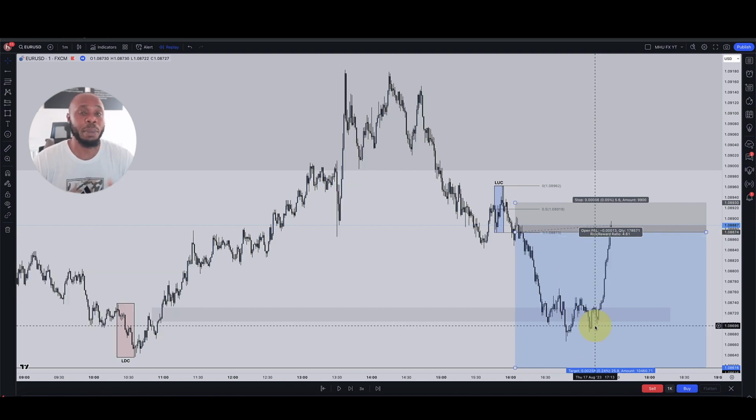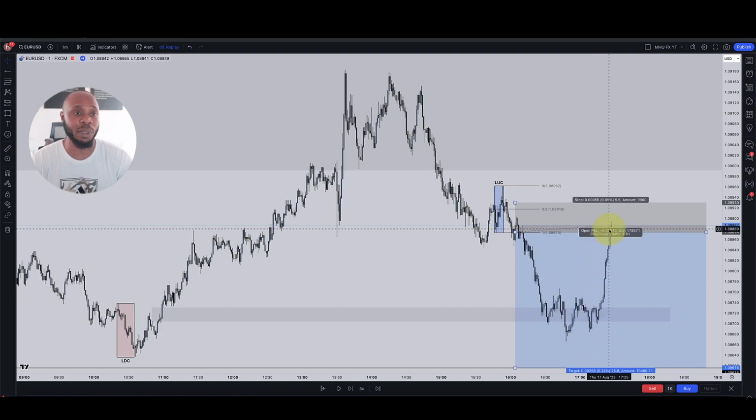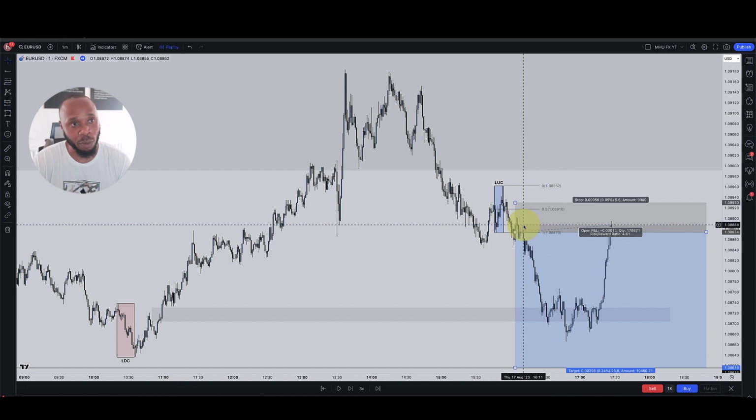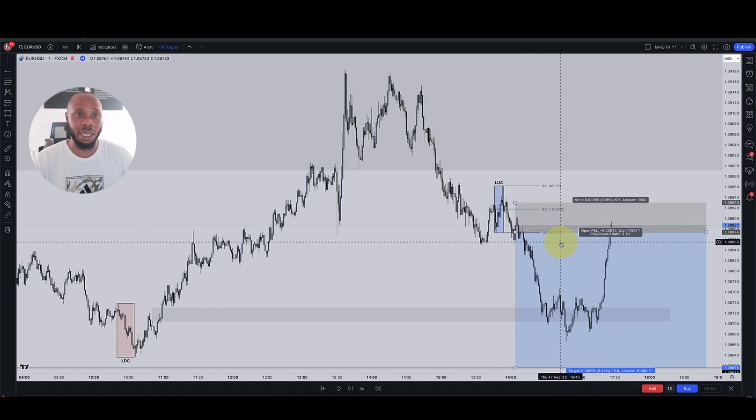People will be panicking. People at this point are either closing out their position or they're going to be stopped out because they would have moved their stop loss into profit. But like I said, with me, and I tell my mentees, it's either liquidity or nothing.